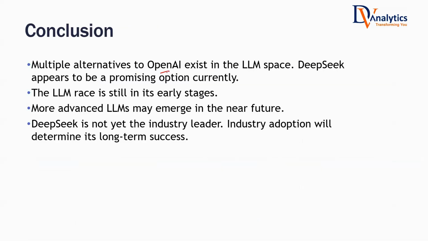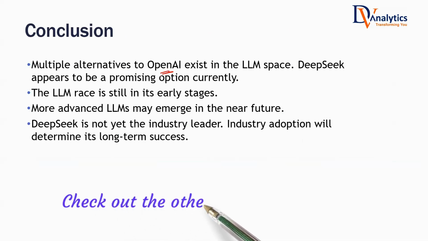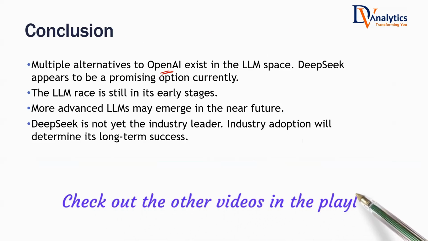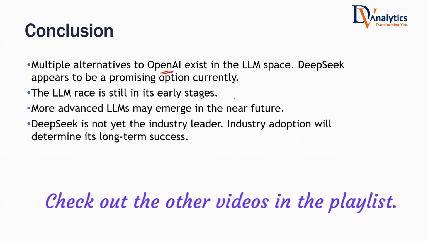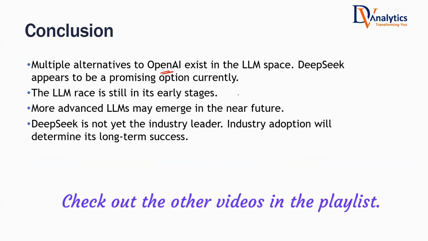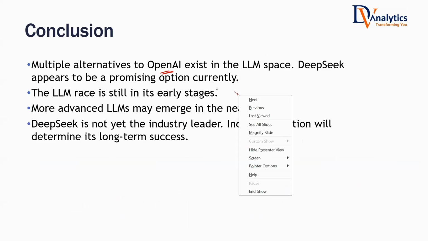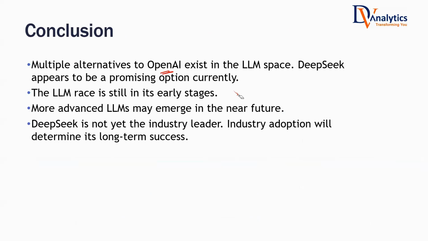So there are multiple alternatives to OpenAI that exist right now. But what I would say is we are very, very early. We are hardly 2 or 2.5 years into this whole LLM race. There is a lot of research that is going on. OpenAI themselves might come up with a new model in the near future, which may beat everybody else's model. So more advanced LLMs may emerge in the near future. DeepSeek is not yet the industry leader. A lot of people are talking about it, but industry adoption, we have to wait and see.